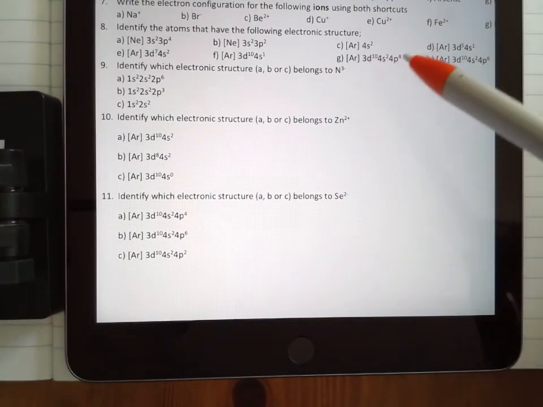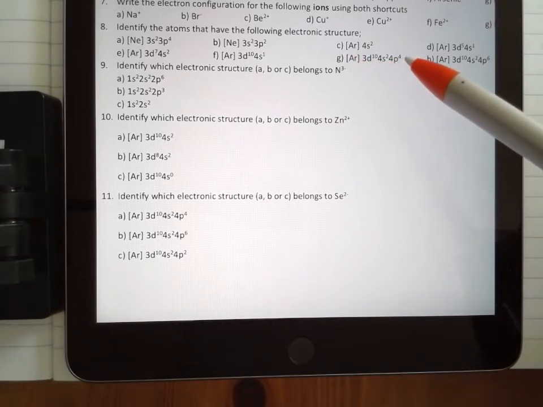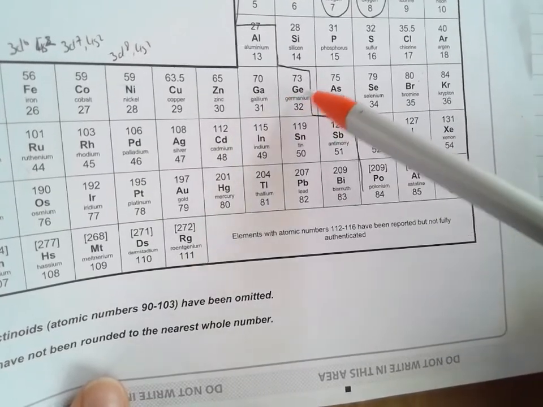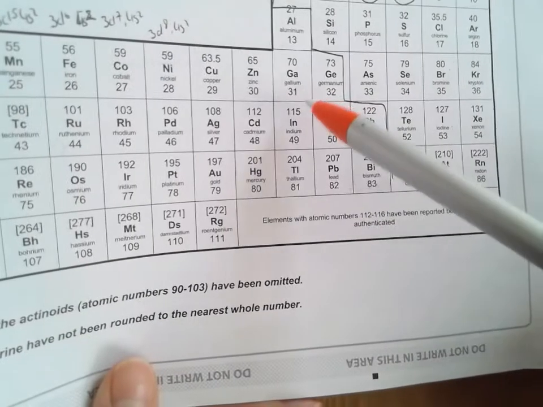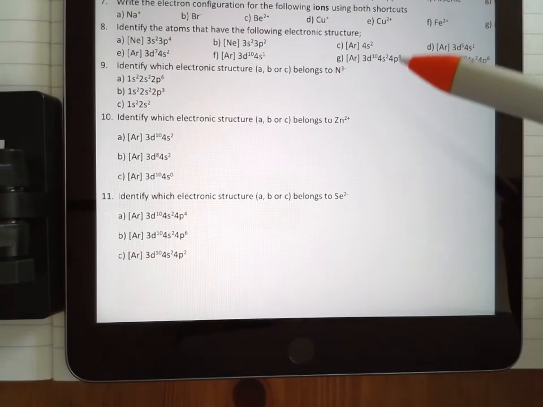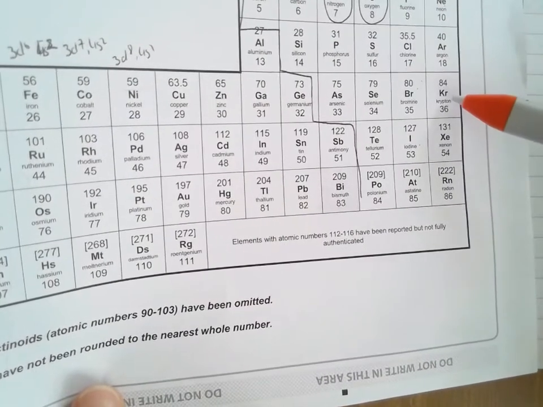Argon, and I'm coming the whole way over here to 4p4. So rather than counting the whole way across, I know my 3d is full. I've got a p block element, so I'm going to come across here, and I'm going to start my first p block, which is gallium. We're going to go 1, 2, 3, 4, and I'm going to get selenium. Okay, it's 4p4, so I know it's my 4th p block element. 1, 2, 3, 4, it's going to be selenium. And then the last one, I can see that entire 4th energy level is full. 3d10, 4s2, 4p6, which means the answer must be krypton.